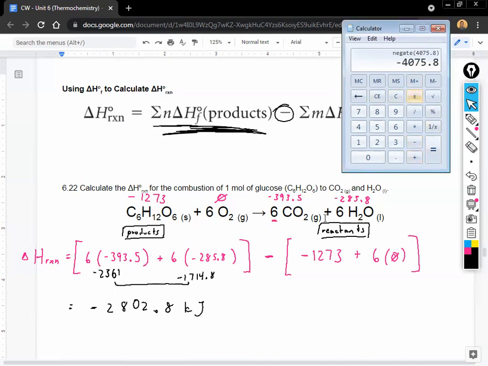So if you add these together, what you should get is negative 4075.8. Obviously right here, the 6 times 0 is going to be 0. And then we're going to be subtracting negative 1273. And so negative times negative is going to be positive, so you're going to end up adding to this. You're going to add 1273 and you should get negative 2802.8. And so that's where you get that number from.